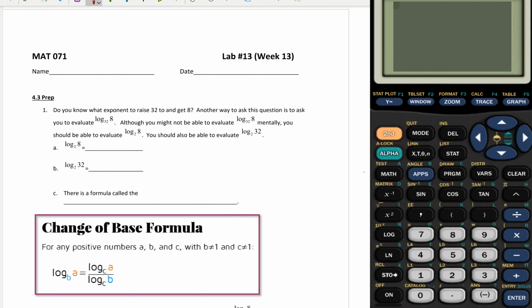So today we're going to start off talking about logarithms, and we're actually going to go over something that I kind of touched on in the previous week's lesson for 12. And we're going to talk about the change of base formula today and how we can use it to solve problems. So for 4.3, it says, do you know what exponent to raise 32 to and get 8?